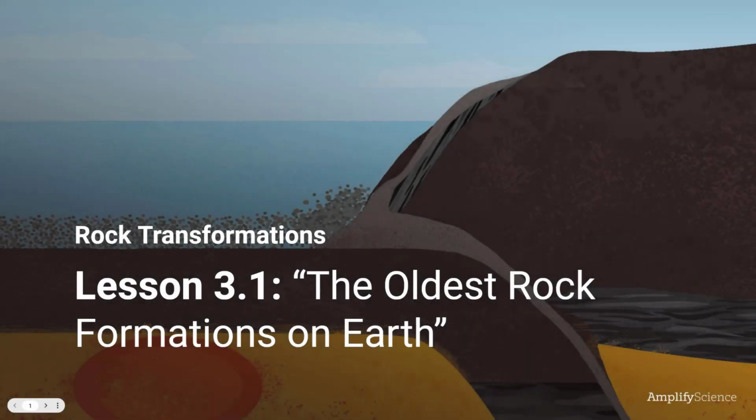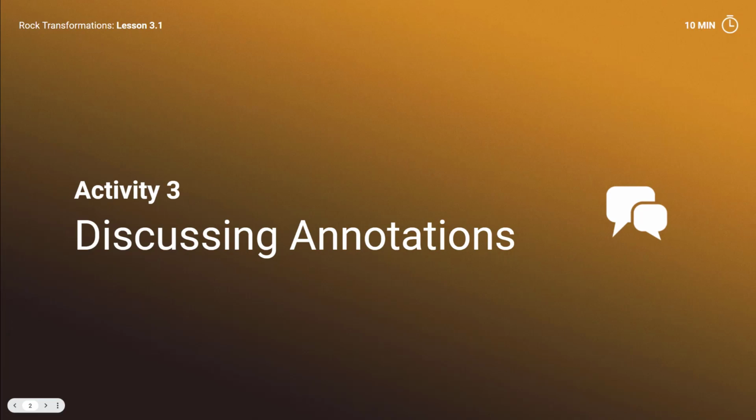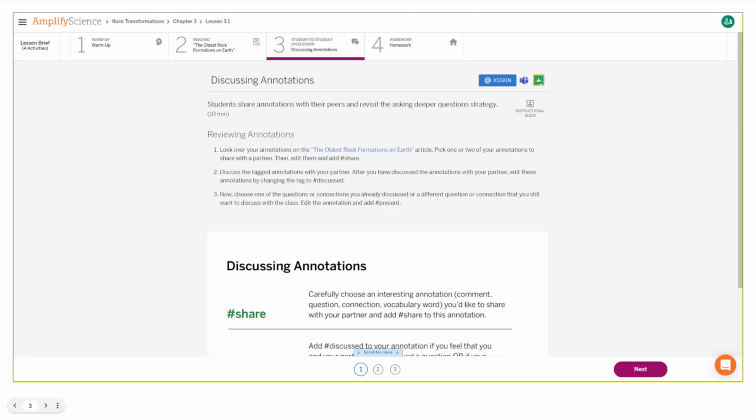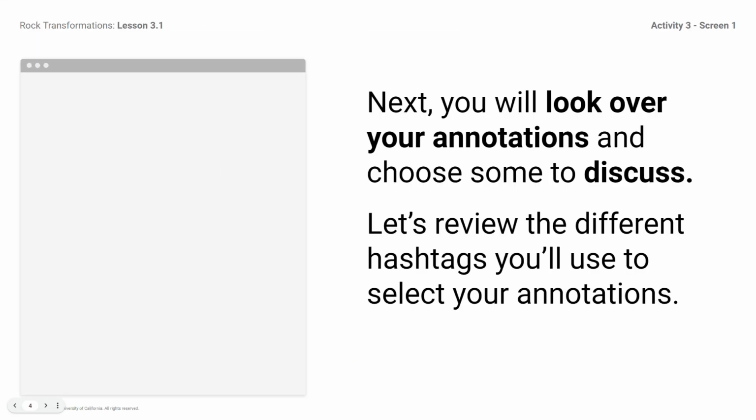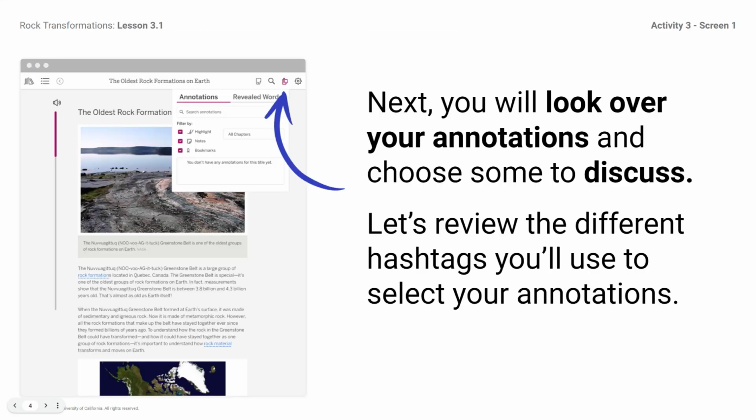Rock Transformations Unit, Lesson 3.1, The Oldest Rock Formations on Earth. Activity 3, Discussing Annotations. Here's what your student screen looks like for this part of the lesson. Next, you will look over your annotations and choose some to discuss. Let's review the different hashtags you'll use to select your annotations.